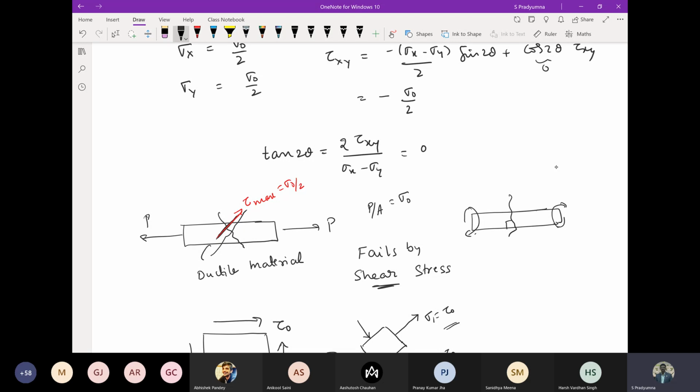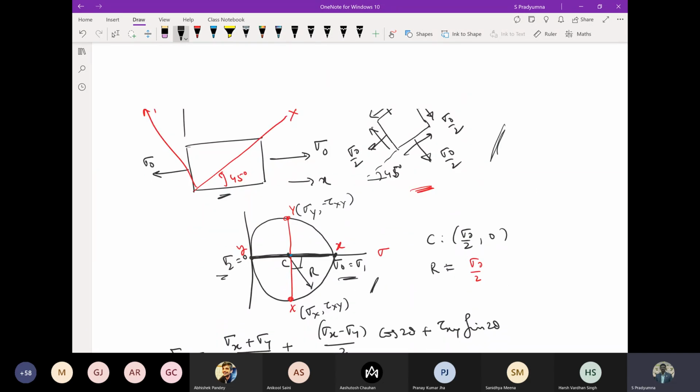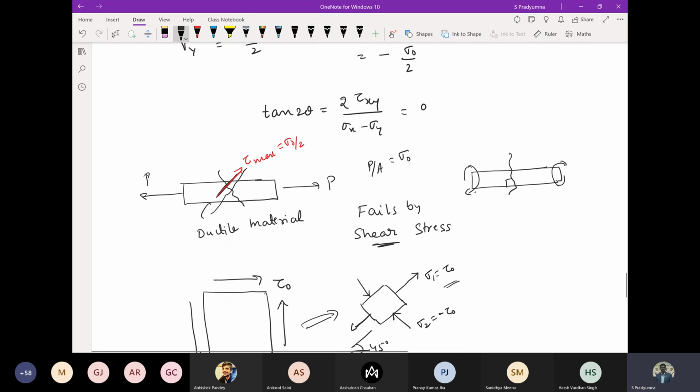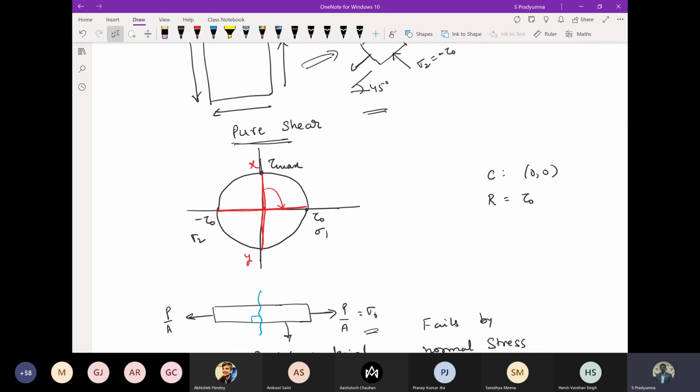Yes. At 90 degrees, it also fails by shear stress because the condition is like this. This is the condition. At 90 degrees you also have sigma naught by 2. Therefore, you can think of a condition that the material fails by shear stress or normal stress. If the material is failing by shear stress, it fails along a plane where the shear stress is maximum. If the material is failing by normal stress, it always fails along the direction on which you get the normal stress maximum. So these are the observations you can make by considering this type of problems.